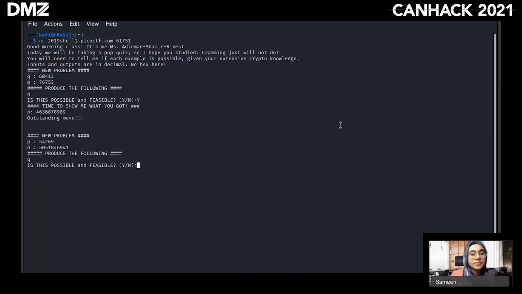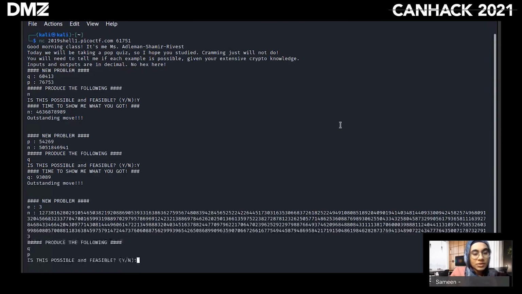It's going to say, we're given our P and N, can we produce Q? And we can produce Q because N is equal to P times Q. So Q would just be N divided by P, right? So we can solve this problem. So let's do that value of N divided by P, and we would get 93089. Outstanding.